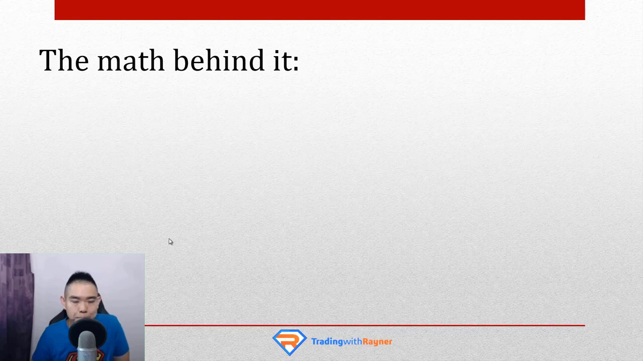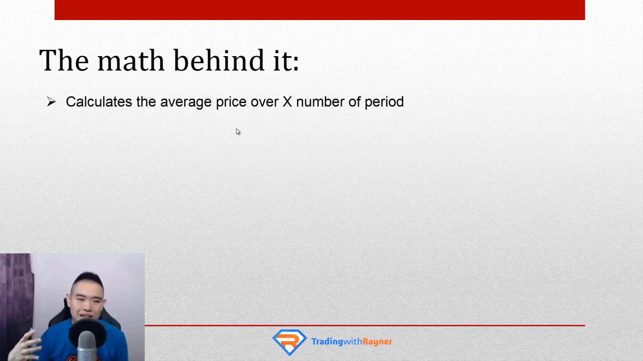So let me explain. It's nothing too complicated. It's going to be pretty simple, I promise you. So the math behind moving average, or rather the idea behind it, is that moving average calculates the average price over X number of periods. So let's say you're looking at a daily time frame and you have a 5-period moving average. What this does is that it calculates the average price over the last 5 days, since it's a 5-period moving average. So let me show you how this works.